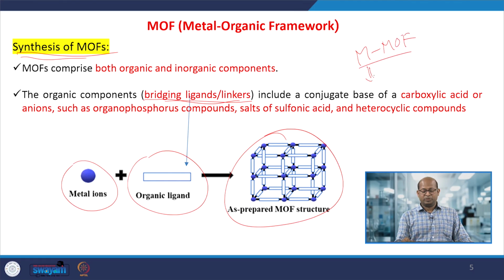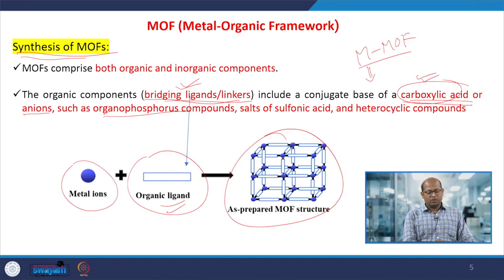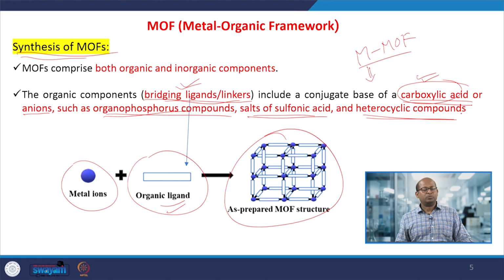So, these may be different types of metals, single ions or double ions, depending upon the metals we are going to use to prepare that particular MOF. In the organic linker or organic ligands, there may be different carboxylic acid functional groups present, or maybe anions, or organophosphorus compounds, salts of sulfonic acid, or heterocyclic compounds as ligands or linkers.